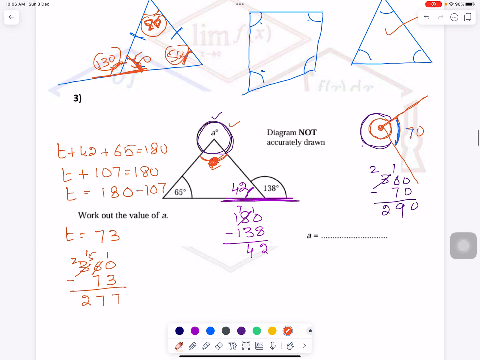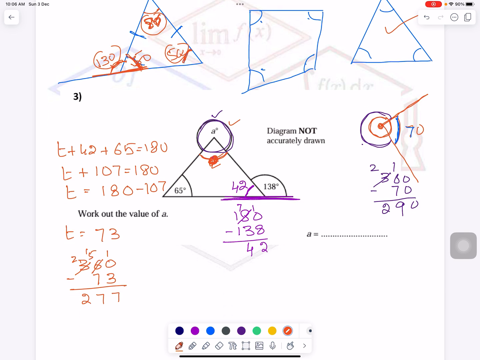Is everything okay? No, there is something wrong. What is that? This is wrong. It should be 8, right? So 287. This is how you will find out the angle.